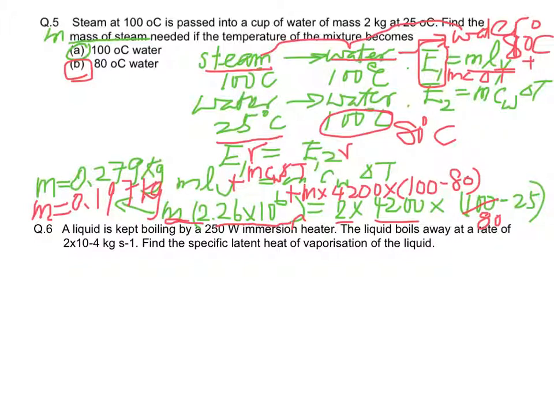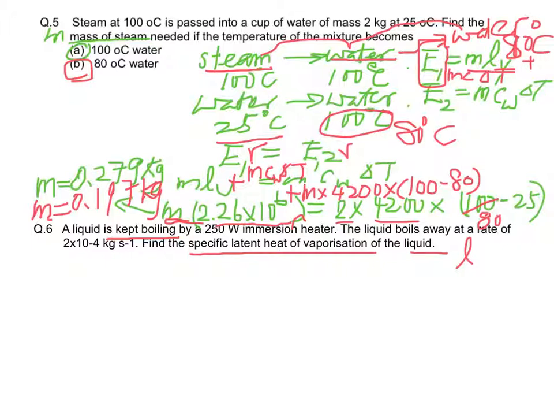Question number 6. A liquid is kept boiling by a 250 watt immersion heater. The liquid boils away at a rate of 2 times 10 to the power -4 kilogram per second. Find the specific latent heat of vaporization of the liquid. First, let the specific latent heat of vaporization of the liquid be L. Notice that kept boiling means that the liquid is changing its state to gas.